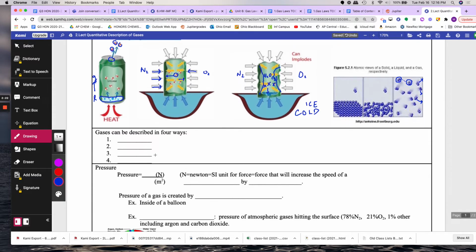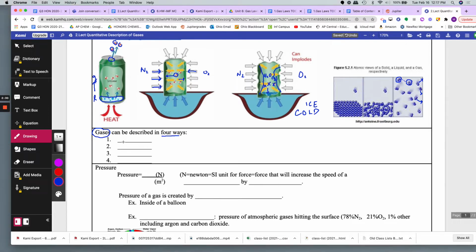So gas molecules, because we can't see them, we can measure them in 4 ways. The first one that we're talking about is pressure. How much force per unit area are they using to hit the sides of the container?